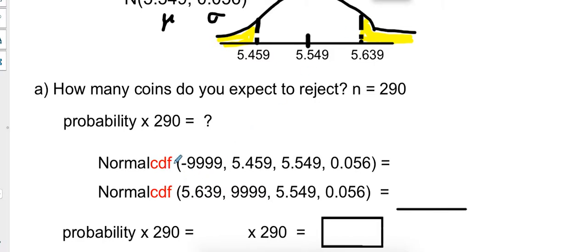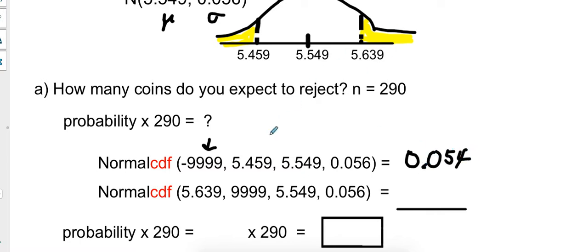You're going to go to second vars 2 for the normal CDF, and notice for this first piece of the tail, you're starting at negative infinity and you're going up to this first value, 5.459. So you're going to put in negative 9999 for negative infinity, put in the other 4 parameters, and when you do that, you're going to get a value here of 0.054. That gives you the first tail.